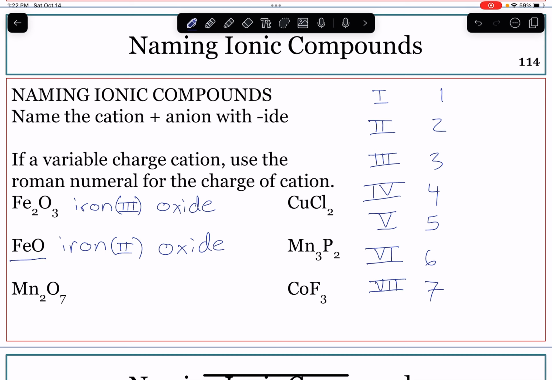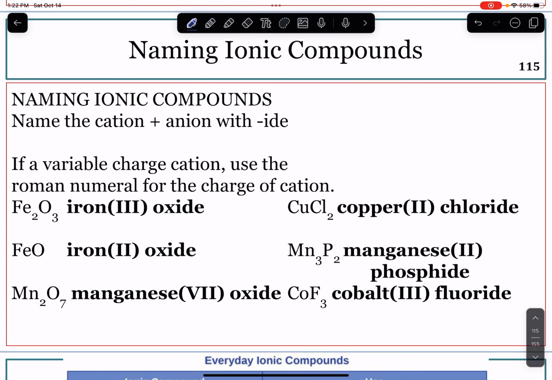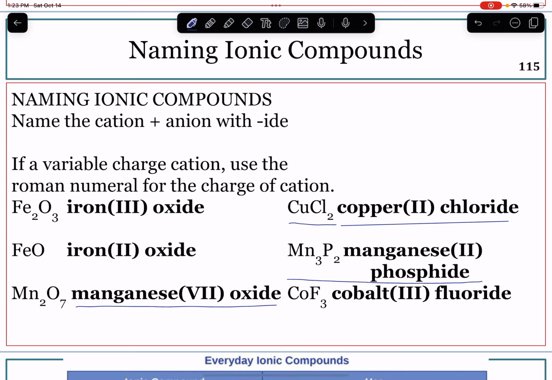Pause to see if you can figure out the names for the remaining ionic compounds listed on this slide. So here are the names. We have manganese(VII) oxide. Each manganese atom has a 7+ charge here. We have copper(II) chloride, not because we have 2 coppers, we don't. We only have 1 copper. But each copper has a 2+ charge. Here's manganese(II) phosphide. Each manganese atom has a 2+ charge. Then here's cobalt(III) fluoride. The cobalt has a 3+ charge.